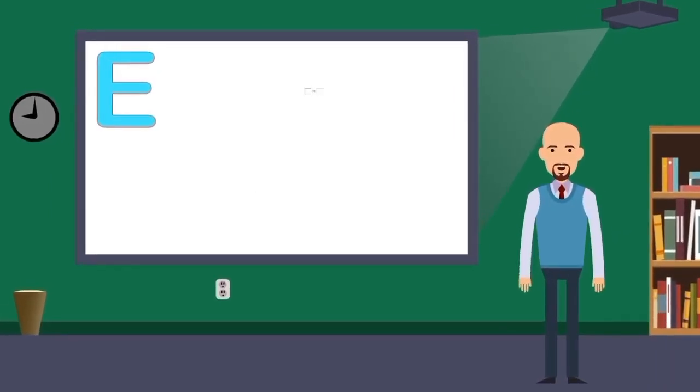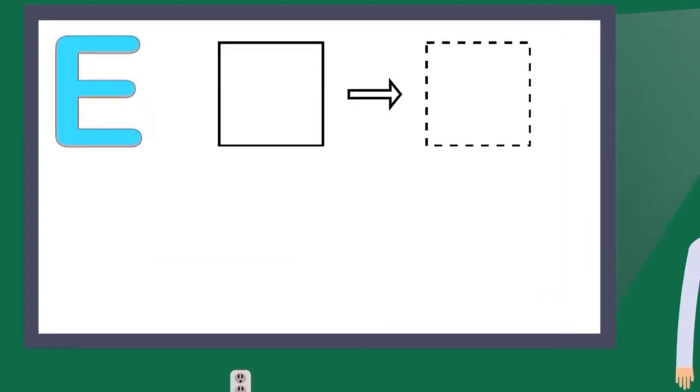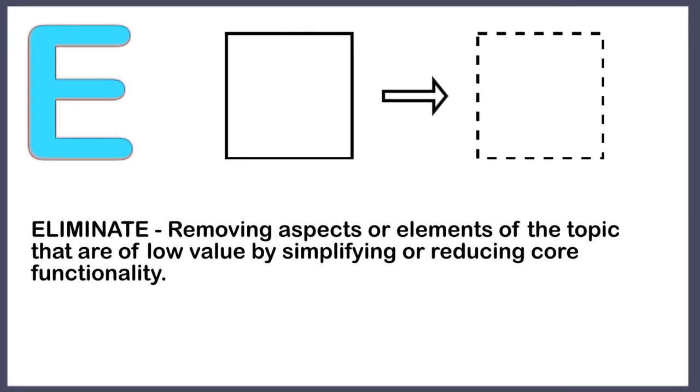E. Eliminate. Removing aspects or elements of the topic that are of low value by simplifying or reducing core functionality. Questions may include: if we eliminated certain parts, what would we have left? How much could we take away and still have a functioning product?